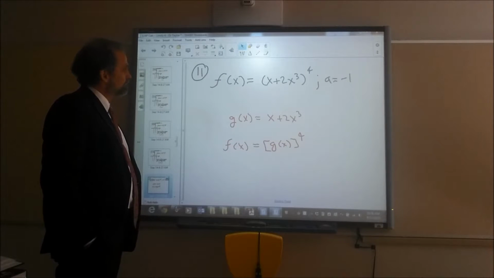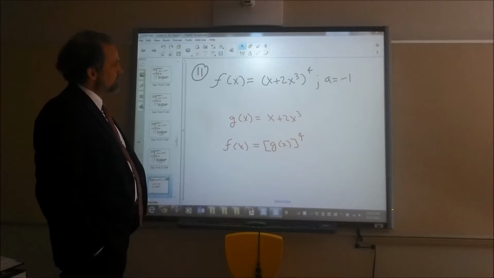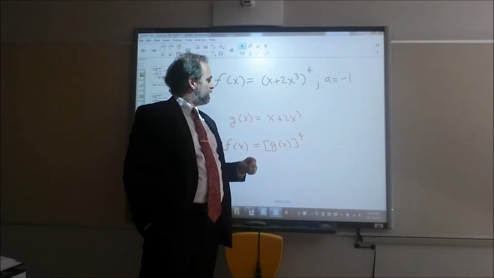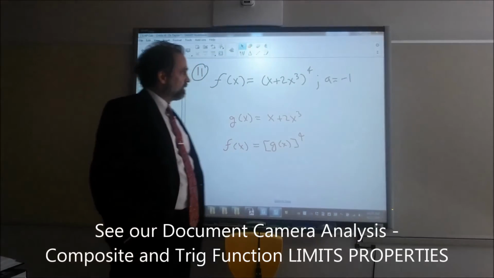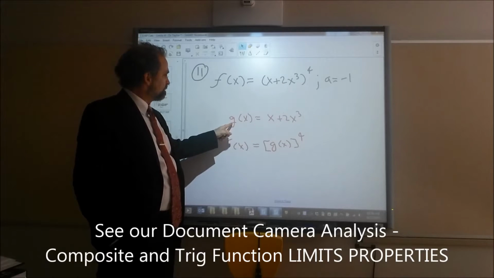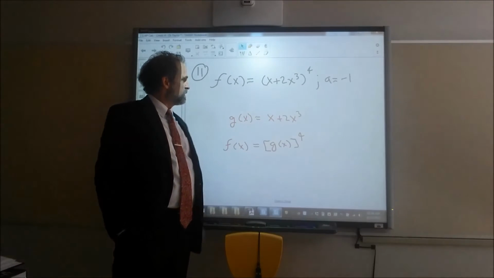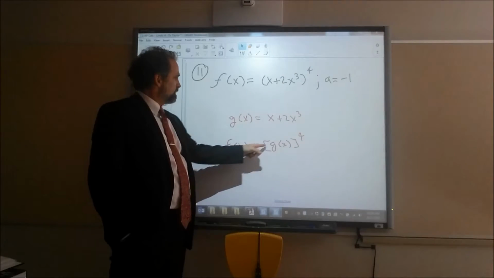Okay? So, here's a function. F of x equals x plus 2x cubed, all to the 4th power. And in here it's got a domain a equals -1. Right? So here's a g of x, and g of x is x plus 2x cubed. And here is f of x, which is this thing to the 4th.